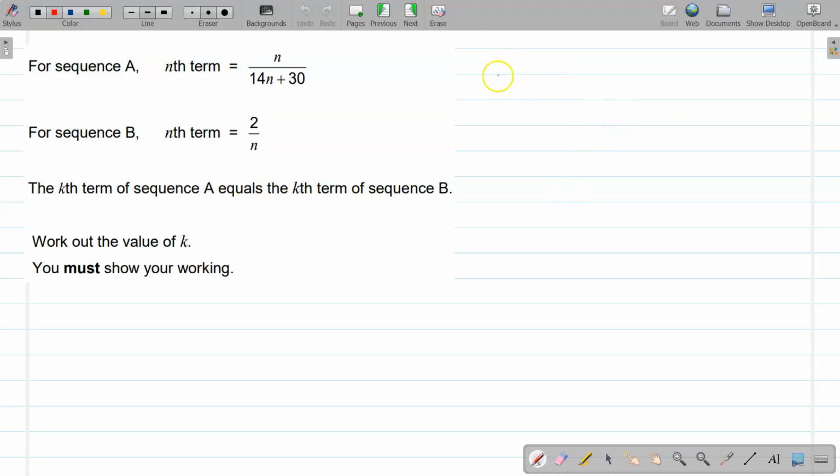So basically all we need to do is find this value of n, which they're calling k, and set them equal to each other. So k over 14k plus 30.